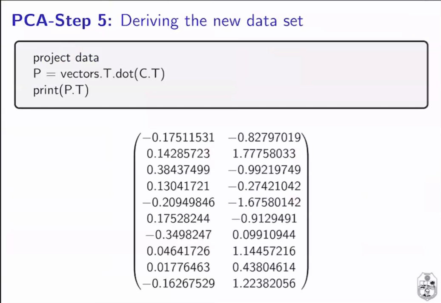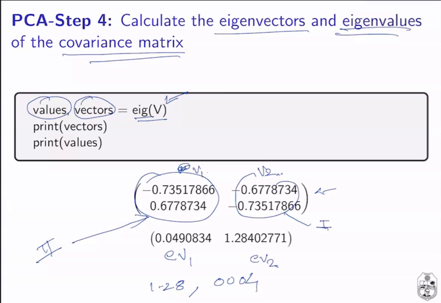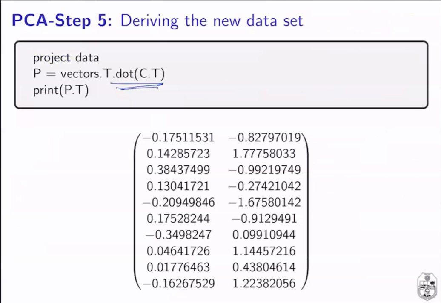Now once you have the principal components, you need to transform the data. So this is the transformation of the data. Here this is Z1 and this is Z2, or this is the first component and this is the second component.